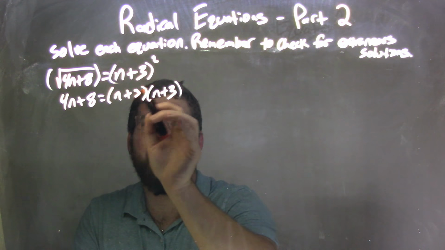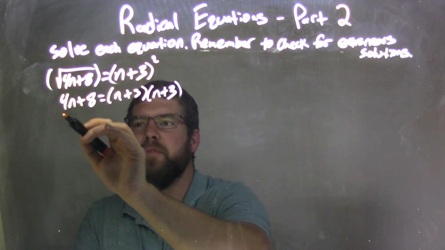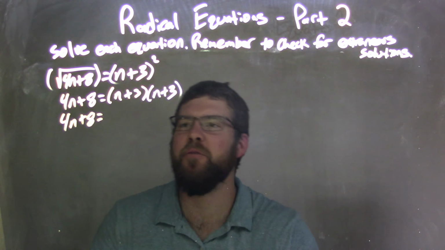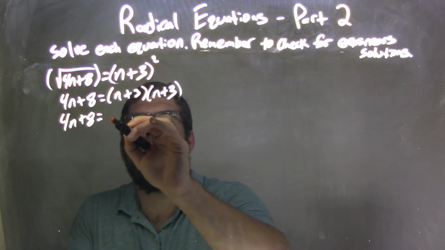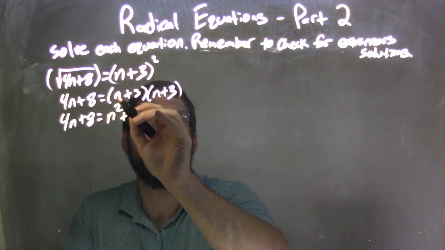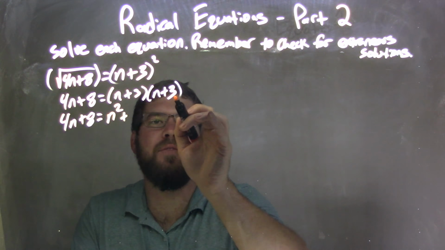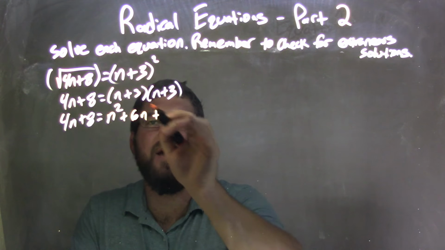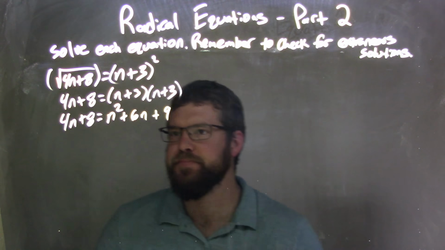Now I need to distribute that n plus 3 when we multiply, right? You might have heard it as FOIL in school, right? First, outer, inner, last. N times n is n squared. You get better at this the more you practice it. N times 3 plus 3 times n is 6n. And then 3 times 3 is 9, okay?